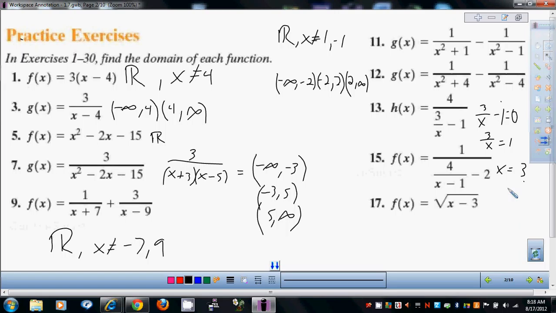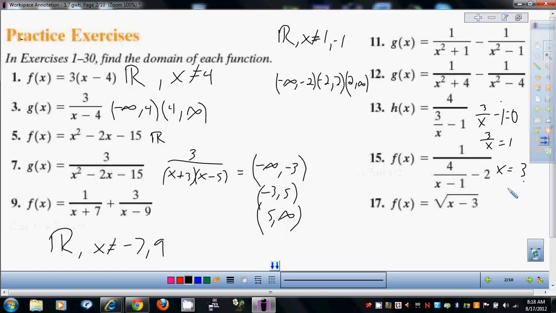15 will work the exact same way. Somebody else try, work on your paper, and tell me what the answer is going to be for 15. What can't be in that little bitty fraction? That's one of them. And then what's going to make the whole thing 0? Very good. 1's the problem here. And if you plug in 3, it'll be 4 over 2, which is 2, minus 2 is our other problem. Again, I see we've got some people who really like to do mental math.